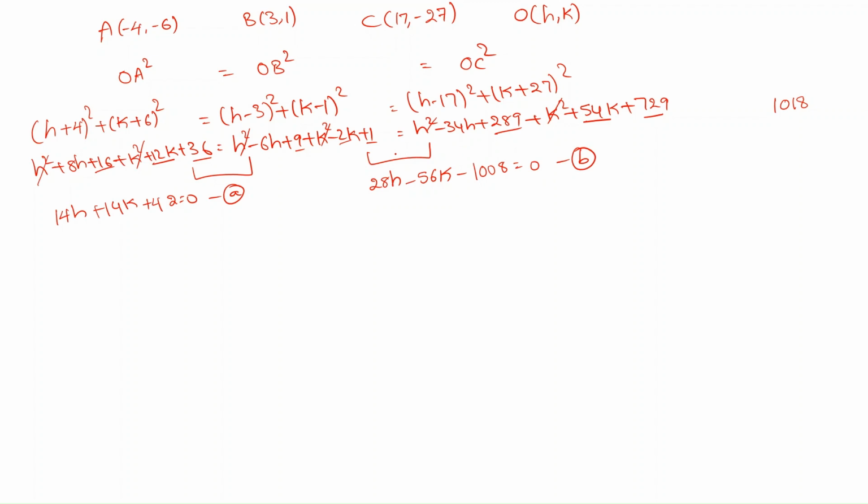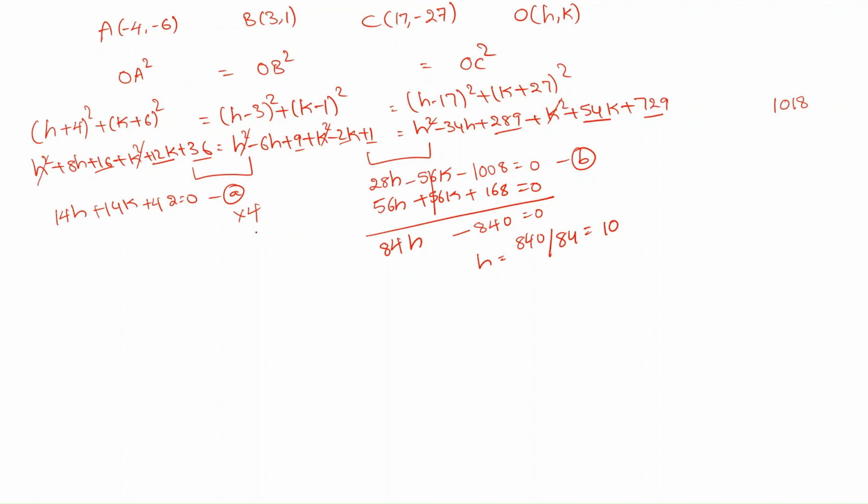Now we are going to solve these two equations to find the circumcenter, which is given by h and k. For that, we'll multiply A with 4. That gives 56h plus 56k, plus 42 into 4, which is 168, equal to 0. Add these two equations. 28 plus 56 is 84h. These two terms will get cancelled out. Then 84h minus 840 is equal to 0. We'll have h equal to 840 divided by 84, which is nothing but 10.